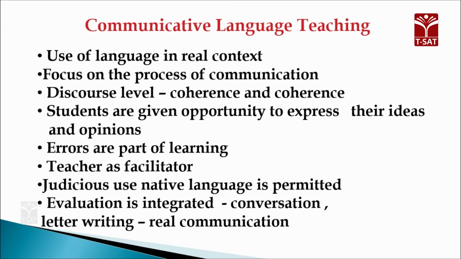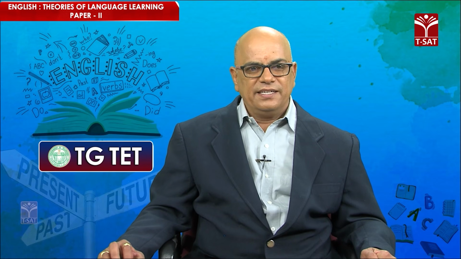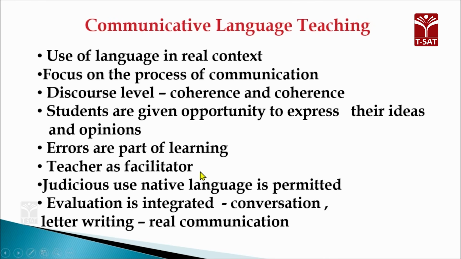Earlier methods strictly prohibited errors, whereas CLT tolerates errors because there is no learning without errors. So, the learners have freedom to make errors, and every time errors are corrected individually or in groups, and the teacher never comes out with the right version of language. Peer correction is given prominence, and the teacher's role shifts from an authority into a facilitator.